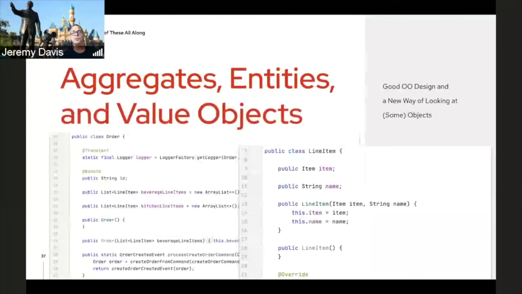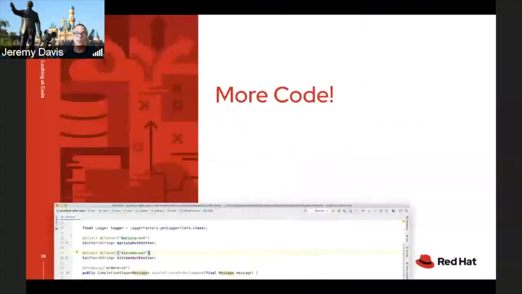Some other things that we're going to look at: aggregates, entities, value objects. These are just ways that we design our system, and we will look at those as we jump over to IntelliJ and look at some of the code inside of this system.